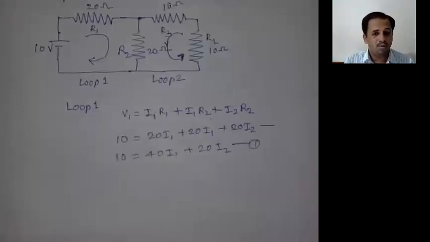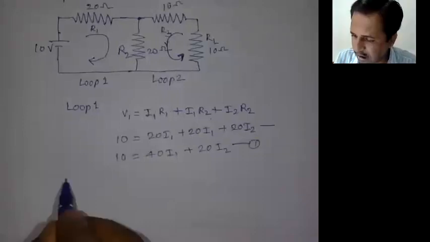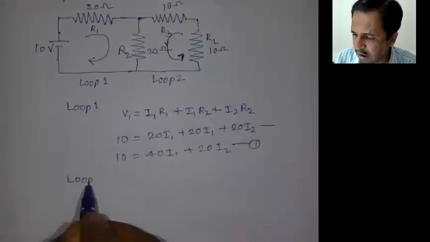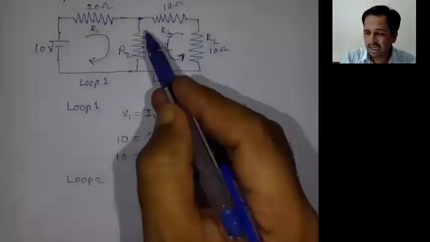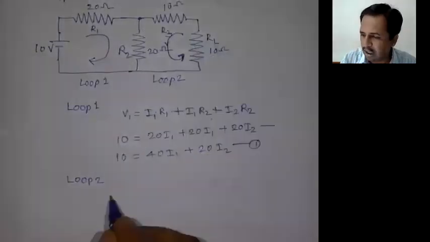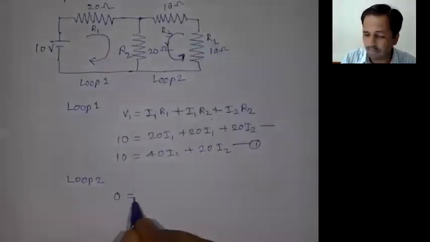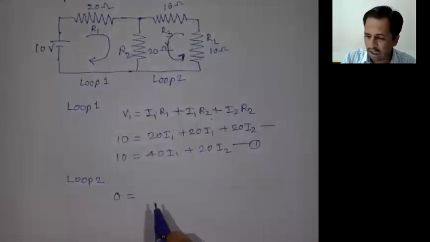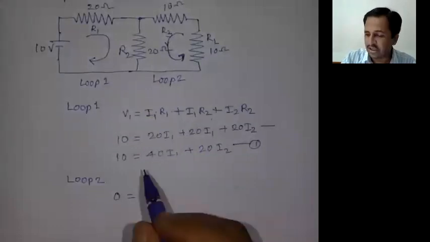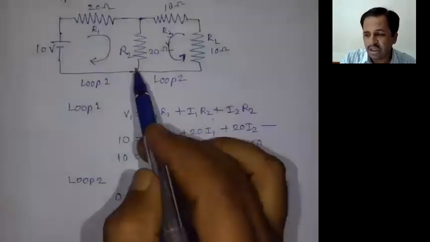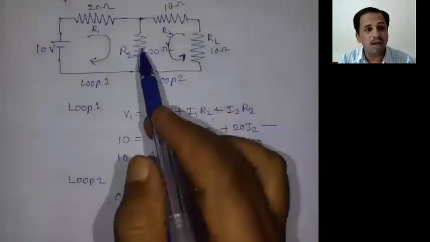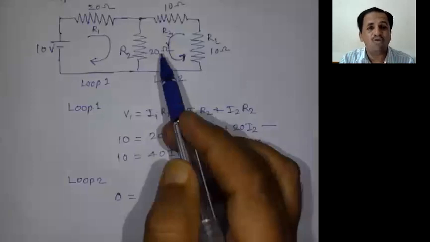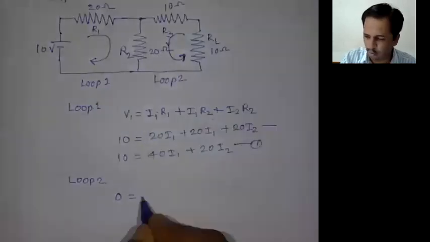Now the second equation we have to solve, we have to find out for loop 2. We have to start with this second loop. For this second loop there is no energy source, therefore we have to write it equal to 0. That is, 0 equal to the resistance times the current flowing through this R2. It is most important: here I1 should be flowing, as well as I2 should be flowing.